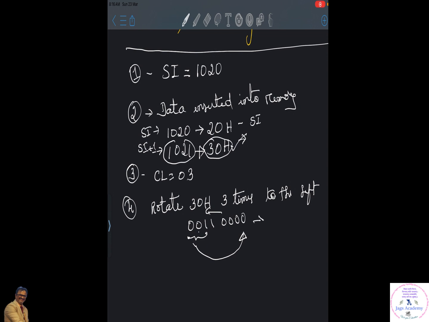Tell me, in the first rotation, what do you get? You will get 0 1 1 0, 0 0 0 0. This 0 will go here. So in the next rotation, what will you get? 1 1 0 0 0 0, 1 1 0 0, 0 0 0 0, 1 2 3 4 5.